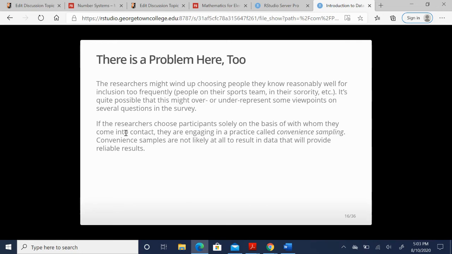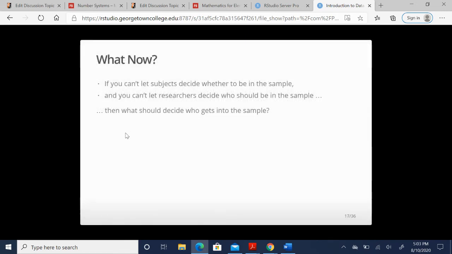Okay, not everybody's on a sports team. So that population might differ from the whole group we're looking at. If researchers choose participants solely on the basis of whom they come in contact with, that's called convenience sampling, and it's not likely to result in good, reliable results from the data.